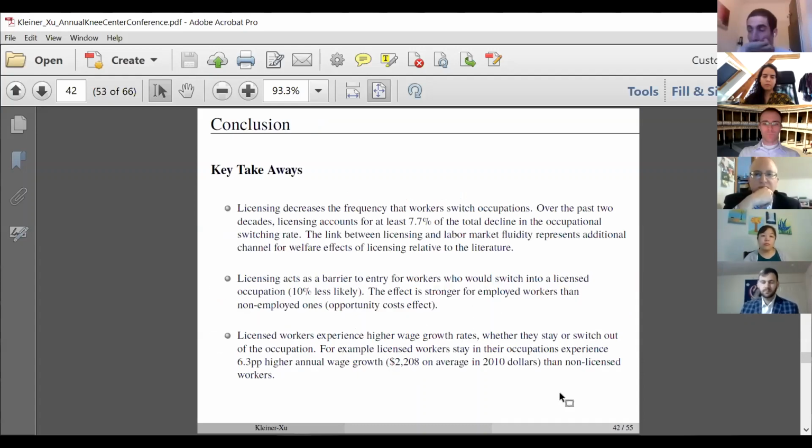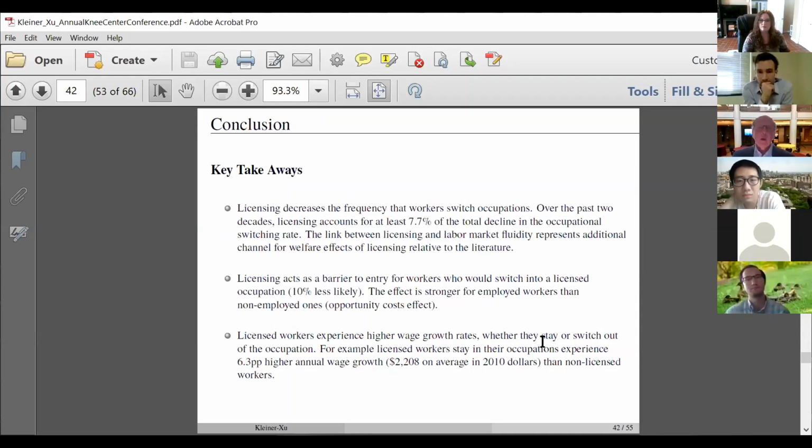So this is sort of our paper. The key takeaways from our results: rather than looking at equity effects of licensing, we look at the efficiency effects, cost benefits, and welfare effects of occupational licensing. That is, the inability to move across occupations might be added to the cost side of the overall welfare effects of licensing. What we find is licensing decreases the frequency that workers switch occupations.